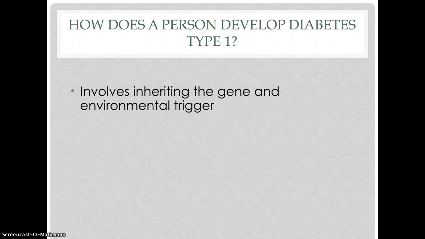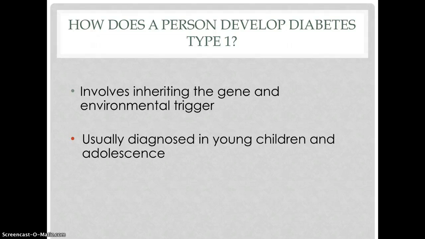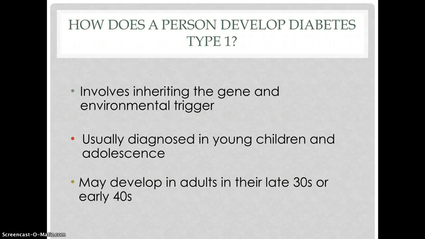So, a person developing diabetes type 1 involves inheriting the gene and the environmental trigger, which is the autoimmune. It is usually diagnosed in young children and adolescents, but it may develop in adults in their late 30s or early 40s if they carry the autoimmune trait.